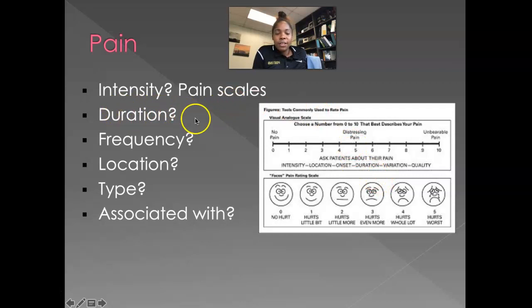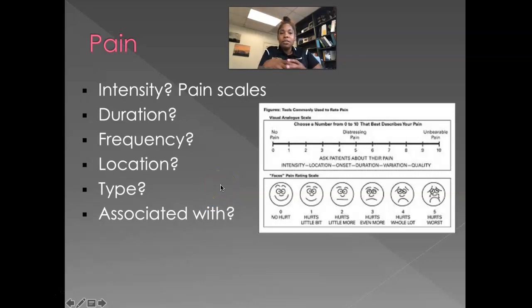And then the duration, does it last for an hour? Is it just a quick burst and then it resolves itself? Frequency, how often does the pain actually happen? We've already talked about location. We've already talked about type. And then what is it associated with? Oh man, when I flex my hip, it hurts. When I extend my shoulder, it hurts. So is the pain associated with movement? Is it associated with laying or positions? What is it associated with, right?